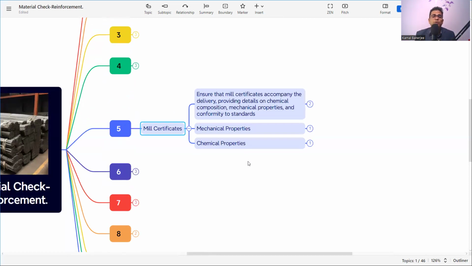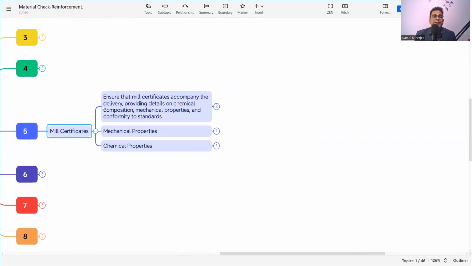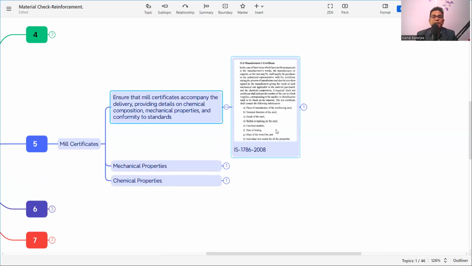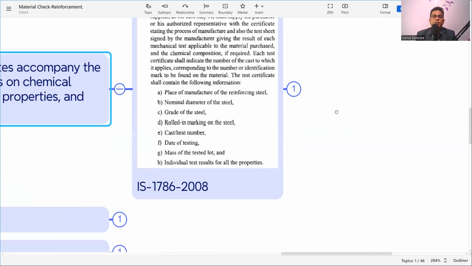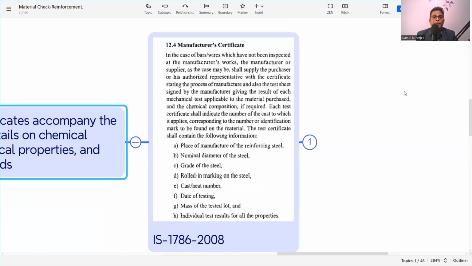In the mill test certificate, we need to ensure that the mill certificate accompanies the delivery, providing details on chemical composition, mechanical properties, and conformity to the standard. So everything will be there, whether it conforms to the standard or not: mechanical testing, chemical testing, everything. And IS 1786 mentions what you need to mention in the delivery or mill test certificate.